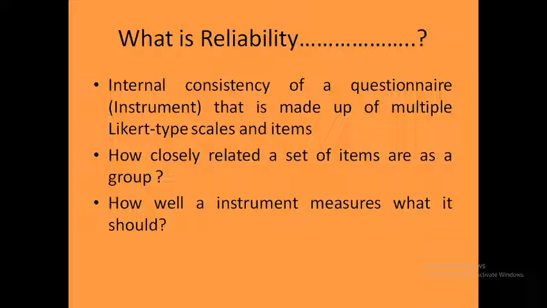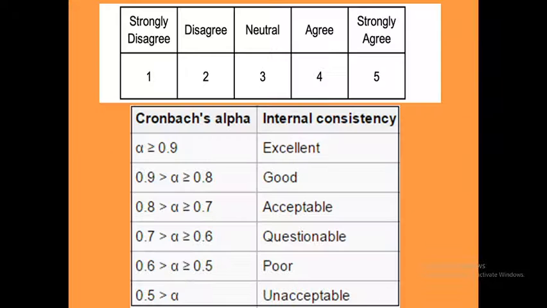For example, you have developed a scale for measuring motivation. Now you want to check whether the instrument is really measuring motivation. Or secondly, you have a variety of 10 or 12 or 7 or 8 items. You want to check whether the items are closely related to each other. That's what the reliability test is doing.